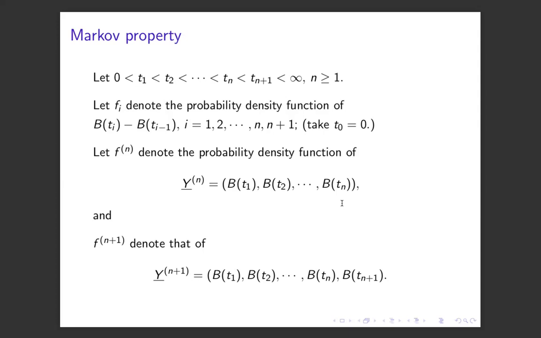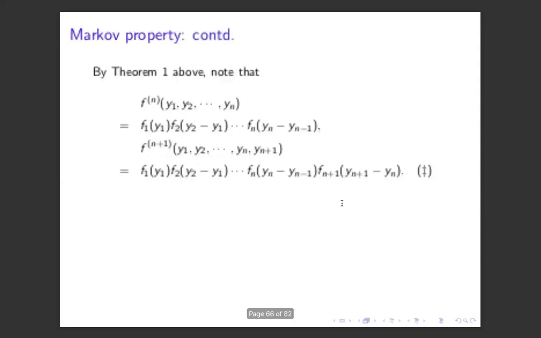Please note it down if you want to. So by yesterday's theorem, we have these expressions. Yesterday's theorem applied to n random variables here. This is n+1. So these two are identical up to this point, and the difference comes here.